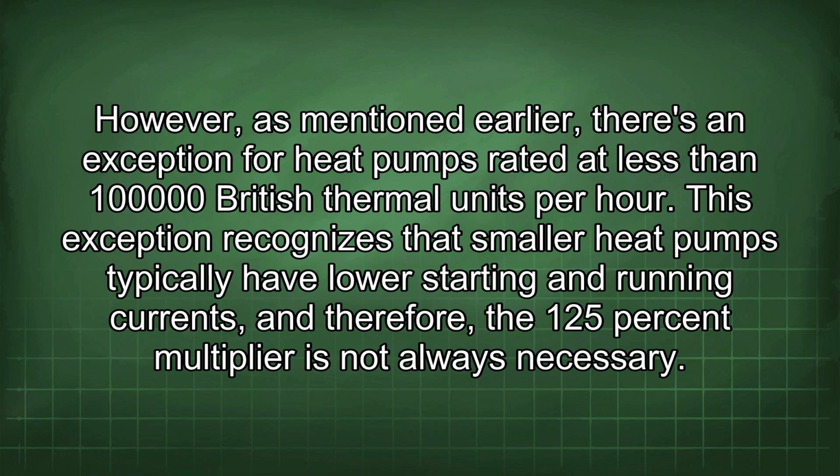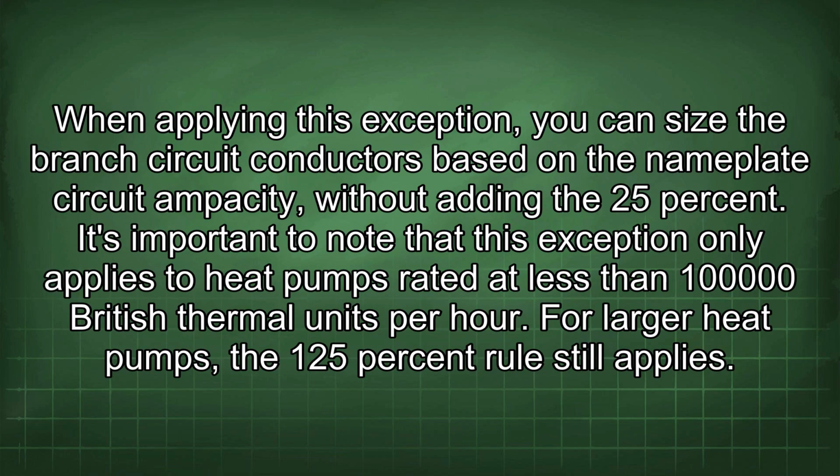This exception recognizes that smaller heat pumps typically have lower starting and running currents, and therefore the 125% multiplier is not always necessary. When applying this exception, you can size the branch circuit conductors based on the nameplate circuit ampacity without adding the 25%. It's important to note that this exception only applies to heat pumps rated at less than 100,000 British thermal units per hour. For larger heat pumps, the 125% rule still applies.